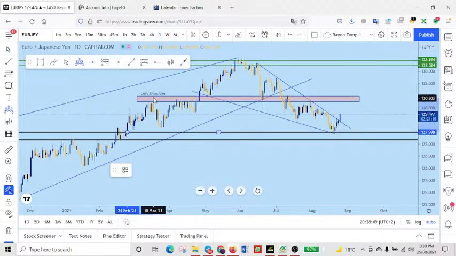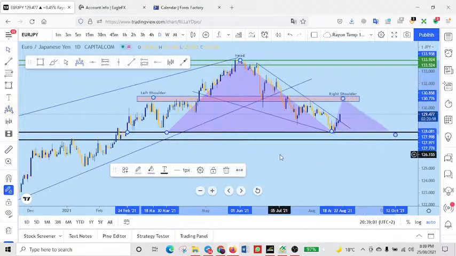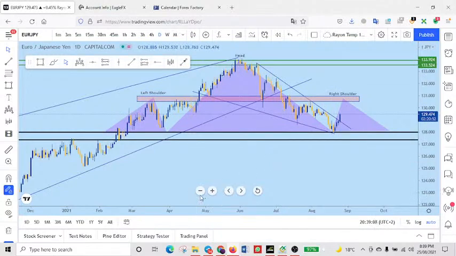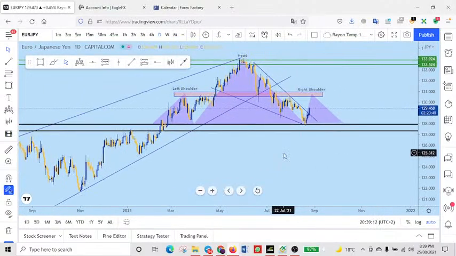Price is also giving us a pattern that we are familiar with. One of the best price patterns that I like trading. Price also wants to give us something like this. This is what we are looking at and hoping for it to play out. We are also looking for a head and shoulders reversal pattern at this point on this particular currency pair, that's Euro JPY.